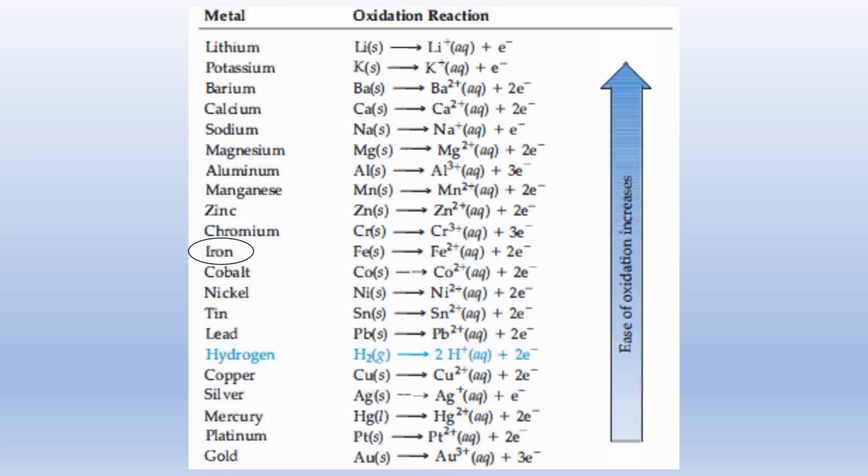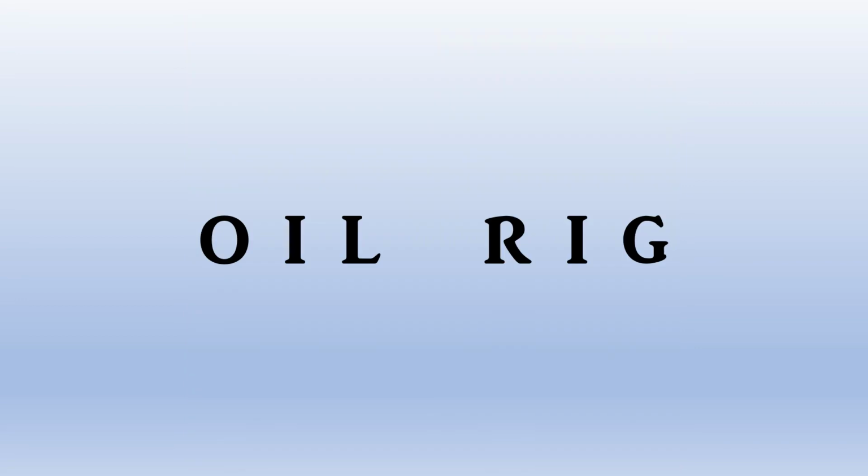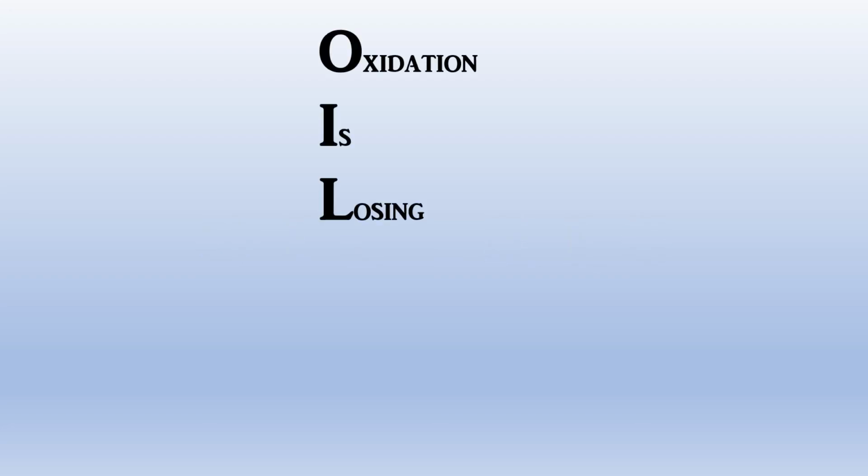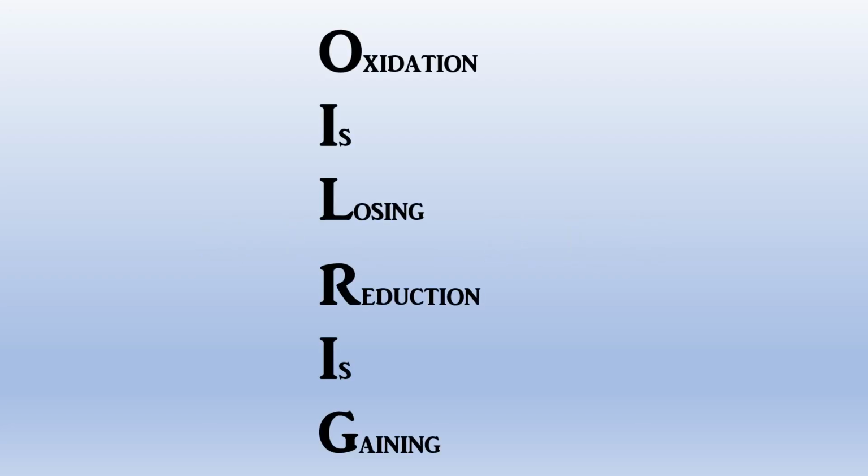This is possible because iron is higher on the activity series than copper. The activity series is a list of metal elements that show the ease of oxidation for each one. An easy way to remember which is which for reduction and oxidation is with the acronym OILRIG, which is oxidation is losing and reduction is gaining.